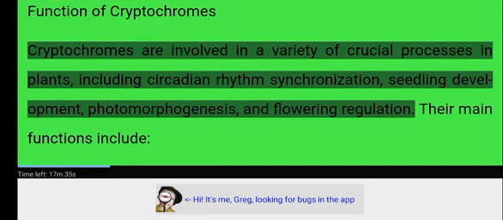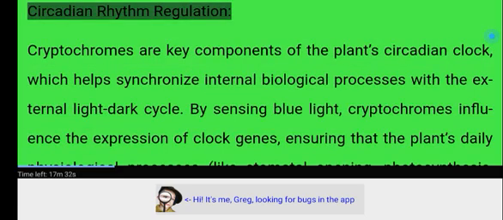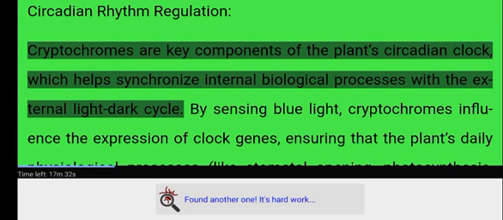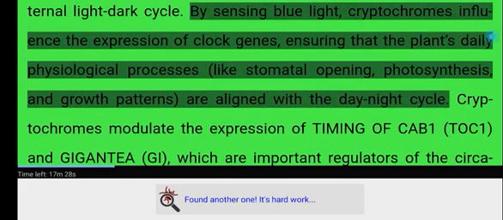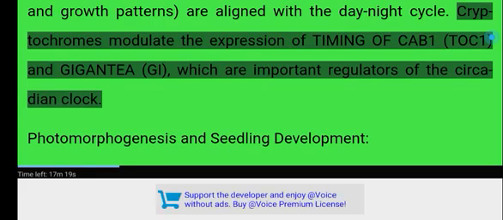Cryptochromes are involved in a variety of crucial processes in plants, including circadian rhythm synchronization, seedling development, photomorphogenesis, and flowering regulation. Their main functions include circadian rhythm regulation. Cryptochromes are key components of the plant's circadian clock, which helps synchronize internal biological processes with the external light-dark cycle. By sensing blue light, cryptochromes influence the expression of clock genes, ensuring that the plant's daily physiological processes, like stomatal opening, photosynthesis, and growth patterns, are aligned with the day-night cycle. Cryptochromes modulate the expression of CCA1, TOC1, and GIGANTEA, GI, which are important regulators of the circadian clock.